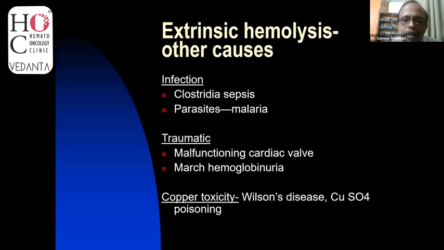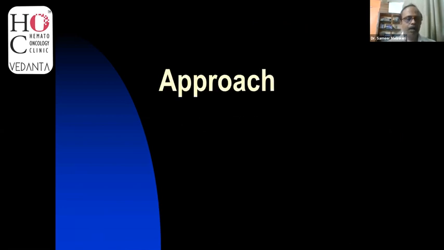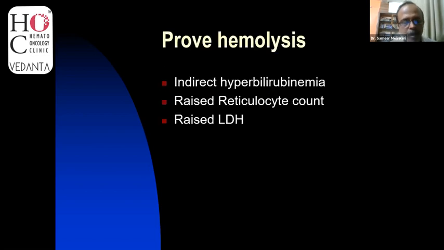There are some extrinsic causes of hemolysis, such as infections, clostridial sepsis, and parasites such as malaria, a common cause of hemolysis. March hemoglobinuria, I just discussed this, and copper toxicity seen in either copper sulfate poisoning or in Wilson's disease, also cause hemolytic anemia. So we've discussed most of the important causes of hemolytic anemia, and finally, to summarize, let's see how to approach a patient with hemolysis.